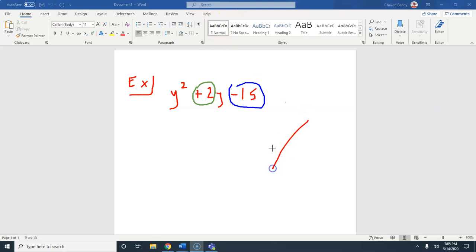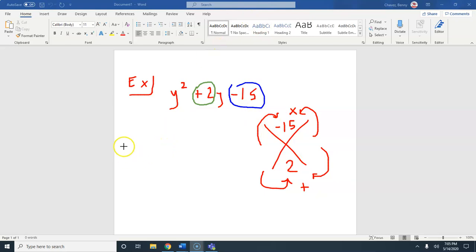Okay, so I like to create the x, put negative 15 here, and then positive 2 on the bottom. We want to ask ourselves what two numbers multiply to negative 15, but also add to positive 2. Okay, so again, if you can't think of any off the top of your head, list out the product number. List out negative 15 and all its factors.